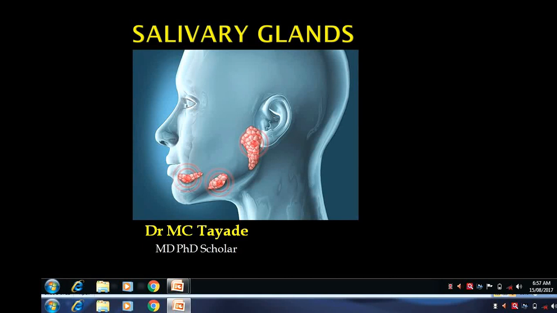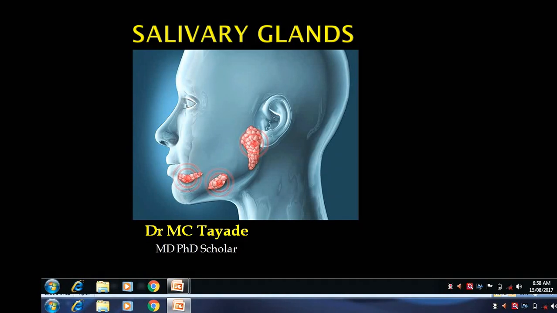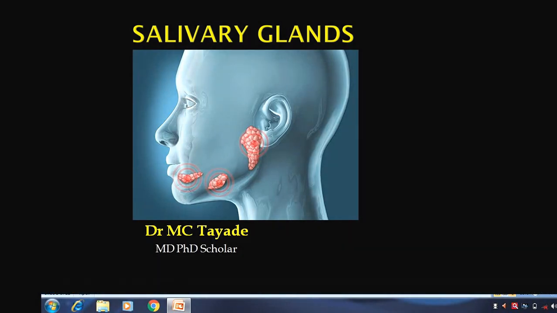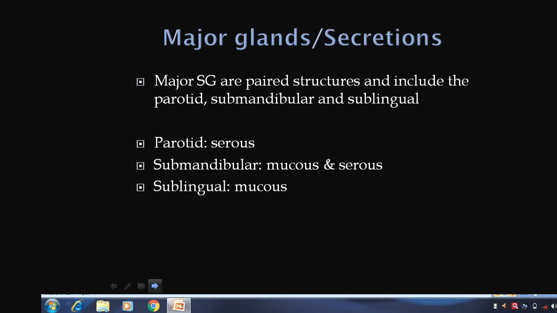Salivary glands. This is our second discussion concerned with salivary glands. The major salivary glands are paired structures and include the parotid, submandibular and sublingual glands. The parotids are serous glands, sublingual are mucous glands, and submandibular are mucous and serous. That means these are the mixed glands.